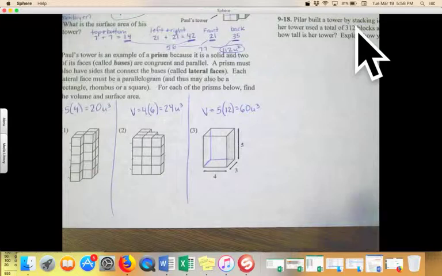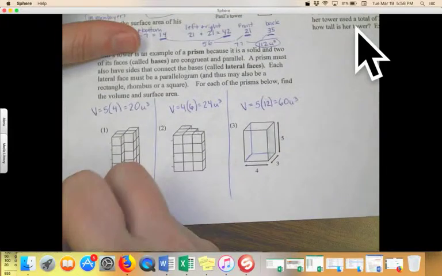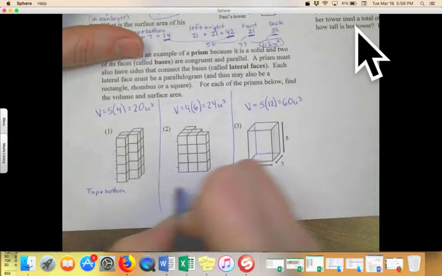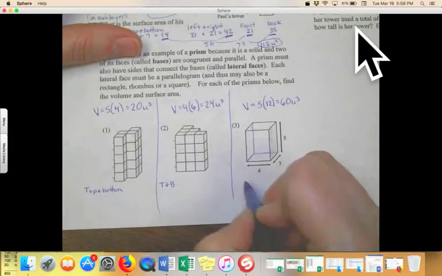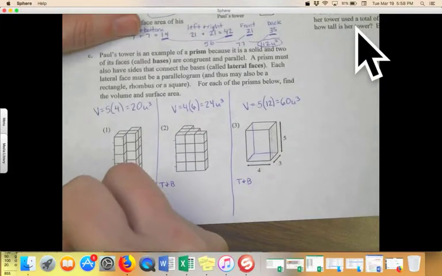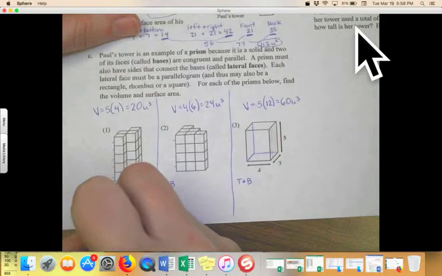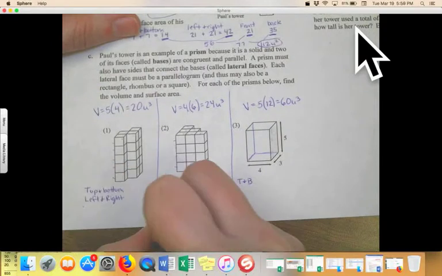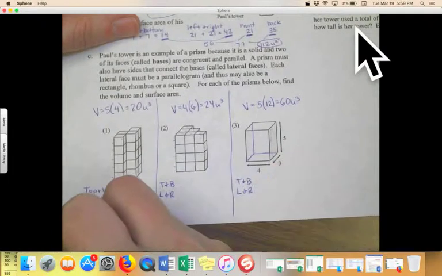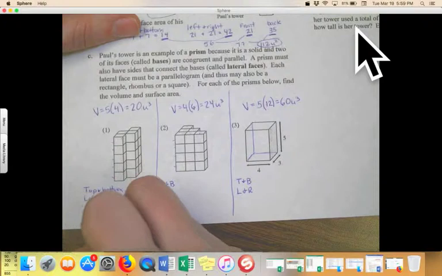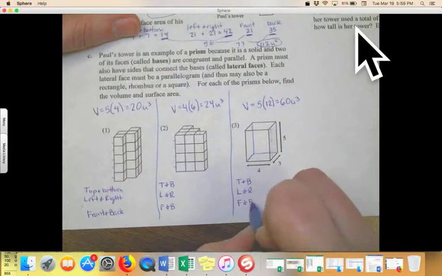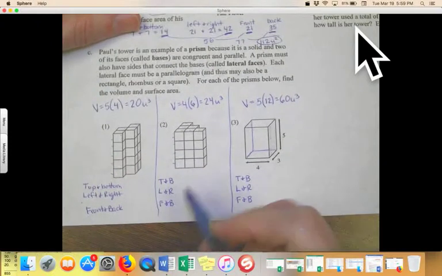So now we just need to tackle the surface area. We can do this in terms of top and bottom. I'll just call that T and B on these other ones to make this go a little bit quicker. Top and bottom, we have left and right. I'll just call that L and R for the other two. And then we have front and back. I'll call that F and B for the other two. Just don't confuse the B's. This one means bottom, this one means back.